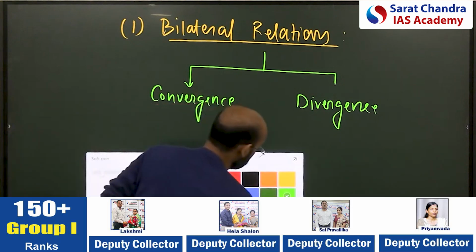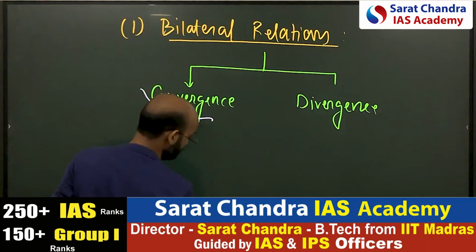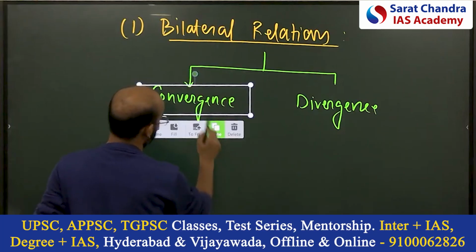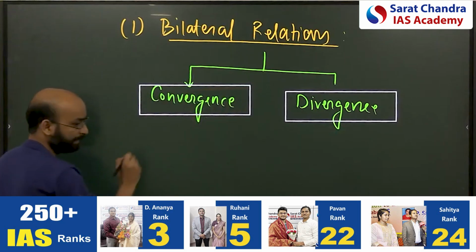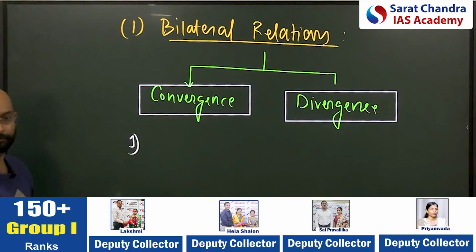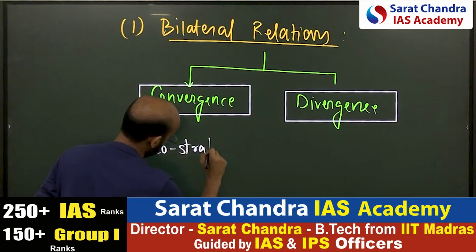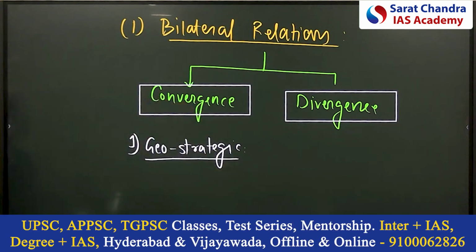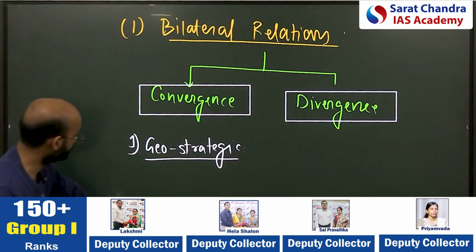Now this point of convergence can be of different types. The convergence can be in different areas. This is point of convergence, and there are points of divergence. Now we can see this point of convergence in areas like the first important area for any relationship, which is geostrategic. Geostrategic relations. India, Russia strategic partnership. There is a comprehensive strategic partnership. Okay, some keywords we'll see. Keywords are also important here.